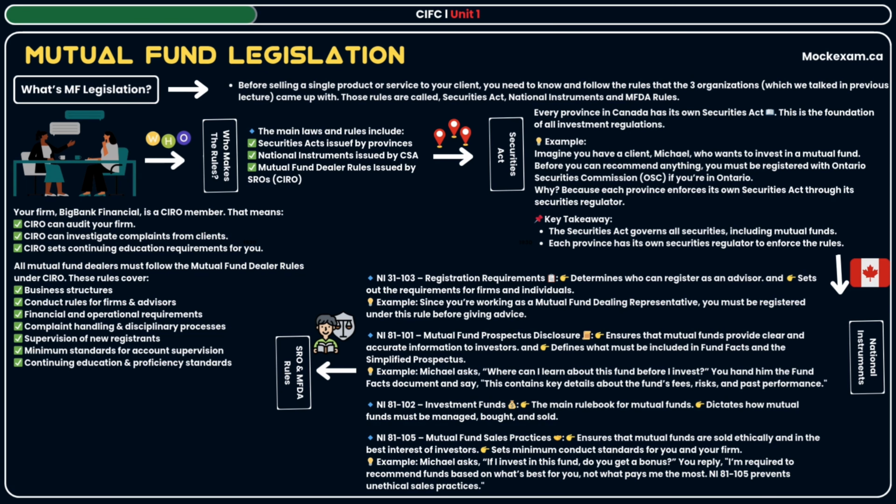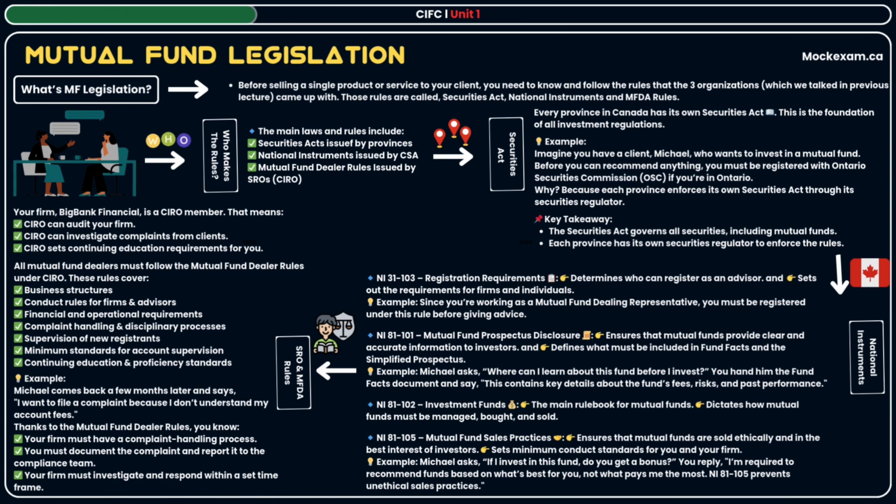It covers business structures, conduct rules for firms and advisors, the financial and operational requirements, complaint handling and disciplinary process, the supervision of new registrants, minimum standards for account supervision, continuing education, and proficiency standards. Let's elaborate with an example.